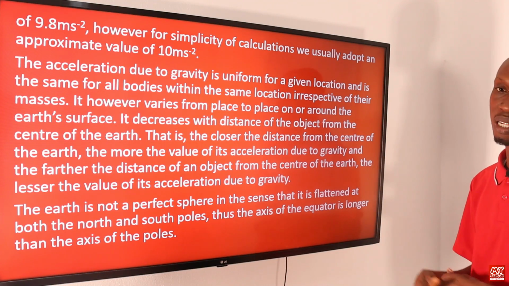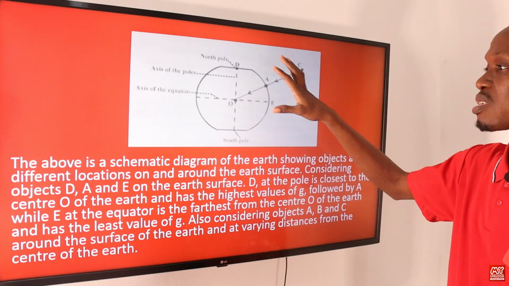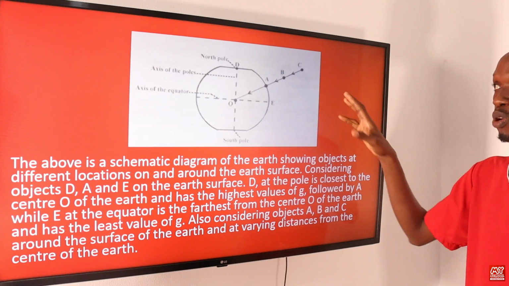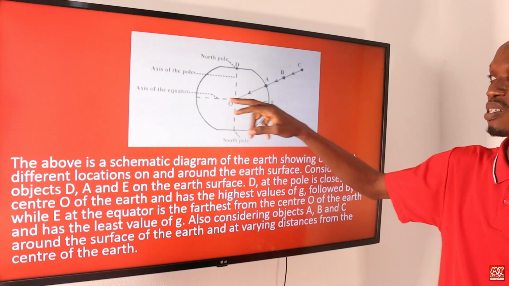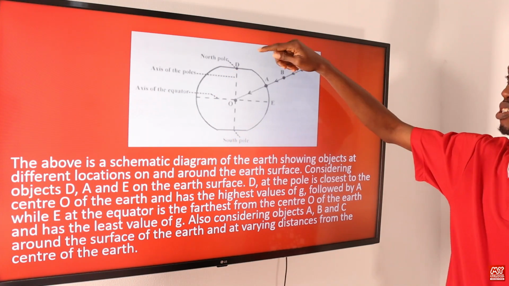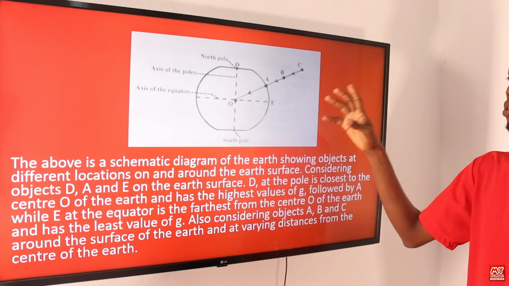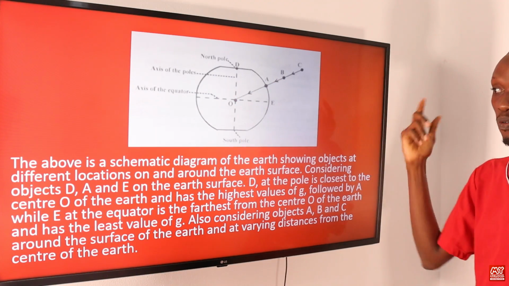So let's move to the next slide so that we can see a diagram representing the Earth. So this is a schematic diagram of the Earth showing objects at different locations. These are the poles, the north and the south poles, and this is the axis of the equator. From this diagram, you can see that the distance from the pole to the center of the Earth is shorter when compared to the distance of the equator from this point to the center of the Earth.